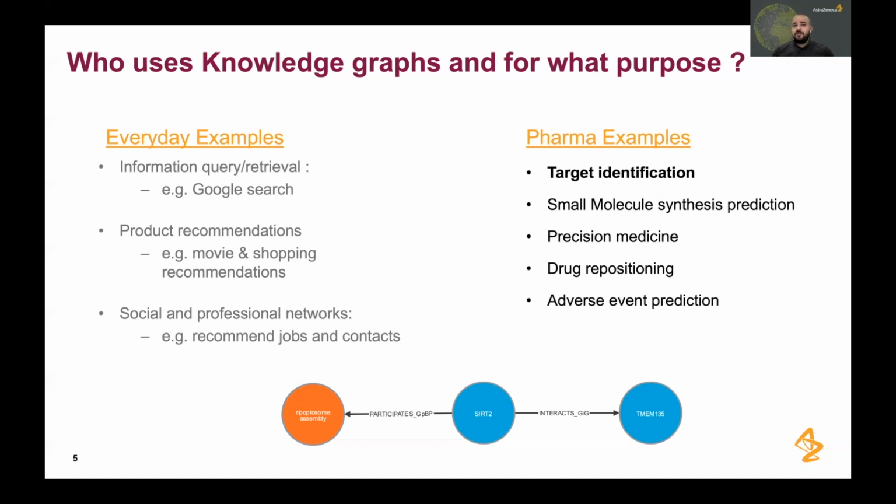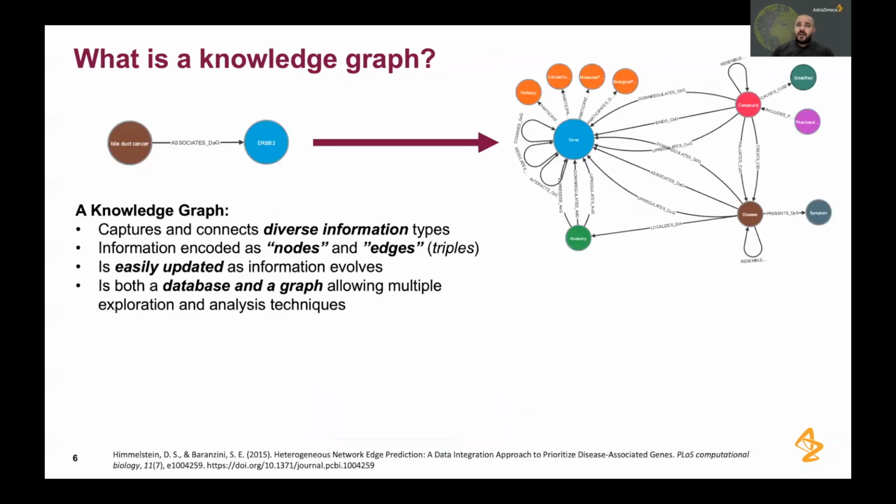And here we show a couple of triples demonstrating different types of entities interacting in various different ways. Now, these triples can then get stitched into a much bigger graph. And the graph itself contains a diverse set of information throughout the entire domain. And the cool thing here is that they can be easily updated as information evolves. As new literature describes new types of relationships between new or existing entities, the graph can evolve as the information evolves. As such, a knowledge graph is both a database where it stores information, but it's also a graph that allows for exploration and analysis.